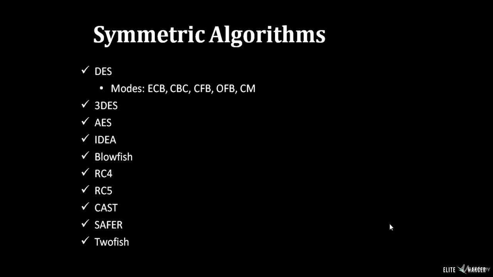Next is IDEA, which stands for International Data Encryption Algorithm. It operates on 64-bit blocks in 8 rounds with a 128-bit key. It is considered to be stronger than DES and is used in PGP. Blowfish is a 64-bit block cipher with up to a 448-bit key and 16 rounds, which was developed by Bruce Schneier.